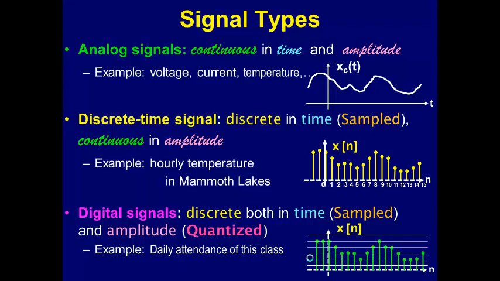So for example, daily attendance of this class. We don't have half people coming and going. So that is a value that's easily turned into a digital kind of measurement, a digital signal. So quantized both in time and in amplitude.